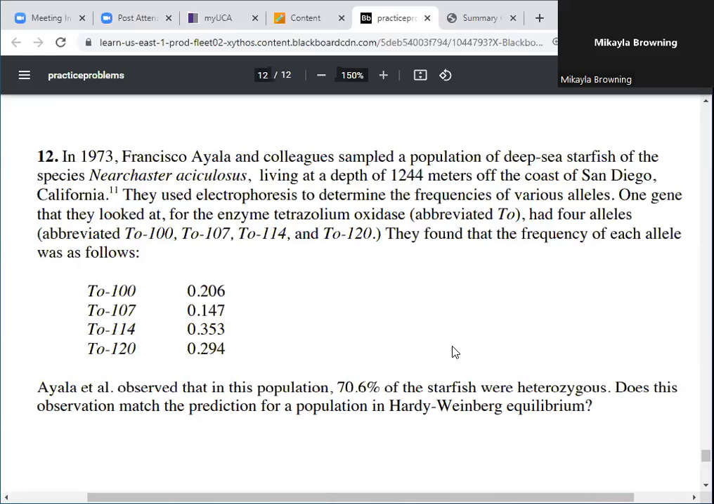The frequency of TO-100 is 0.206, TO-107 is 0.147, and the others are 0.353 and 0.294. They observed that in this population, 70.6% of the population was heterozygous. Does that mean that we're in Hardy-Weinberg equilibrium? Your brain may be seizing up right now, but this is actually quite easy. This is an easy problem.